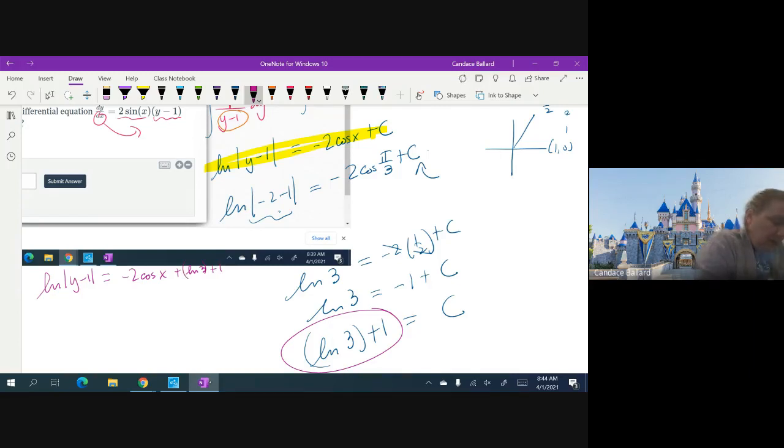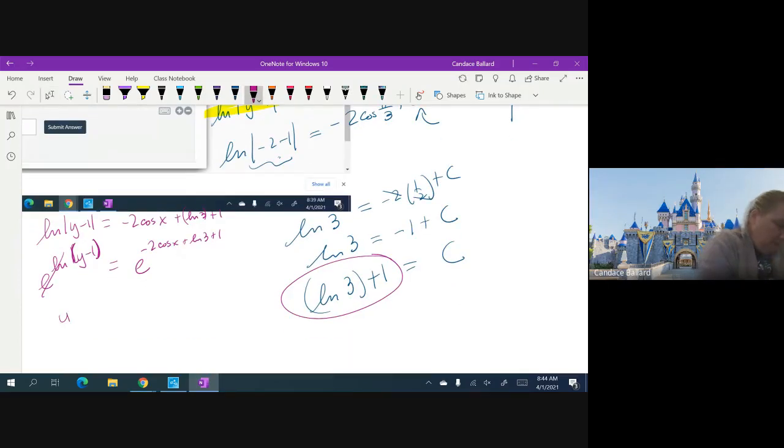All right, and then in order to get rid of the natural log, we're going to exponentiate it, which at this point I could probably just drop my absolute values. E to the negative 2 cosine x plus natural log of 3 plus 1. These cancel. We've got y minus 1 equals this mess. And I'm going to go back and look here in a minute and see how far they simplified that. And then we're going to add the 1 to the other side.